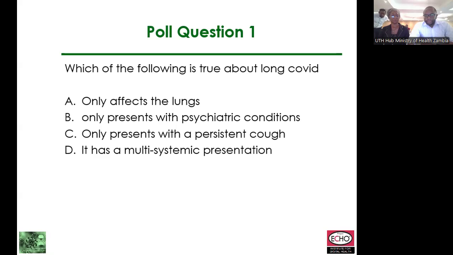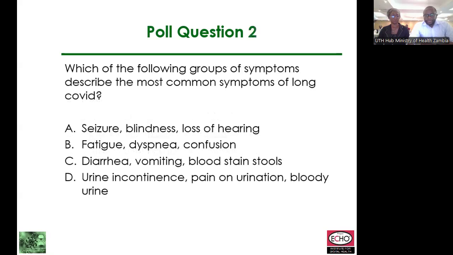Poll number 2 reads, which of the following groups of symptoms describe the most common symptoms of long COVID? A, seizures, blindness, loss of hearing. B, fatigue, dyspnea, confusion. C, diarrhea, vomiting, blood-stained stools. D, urine incontinence, pain on urination, and bloody urine. You're allowed to pick your best answer.